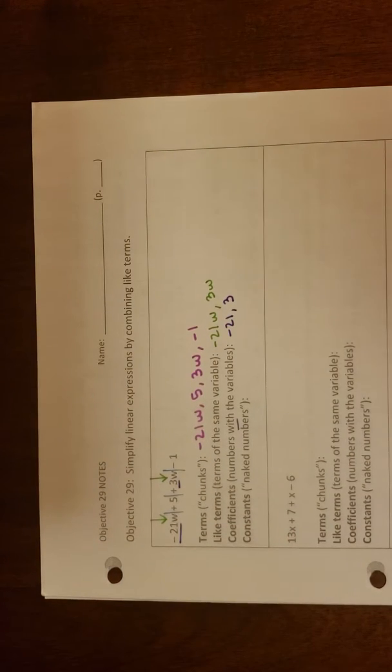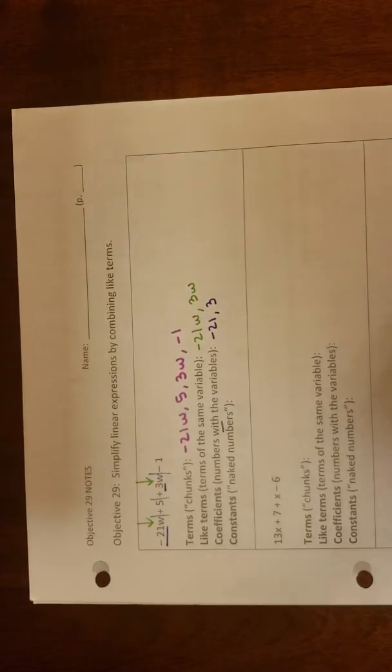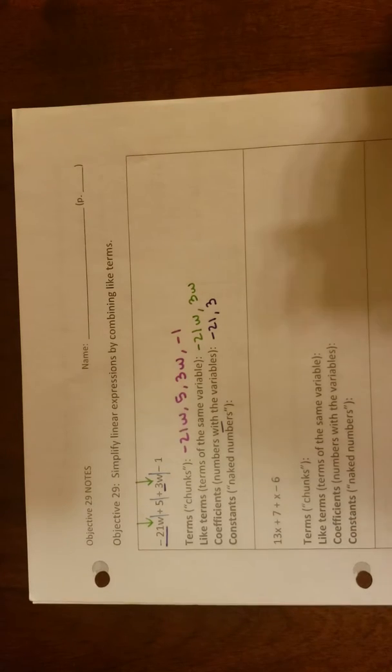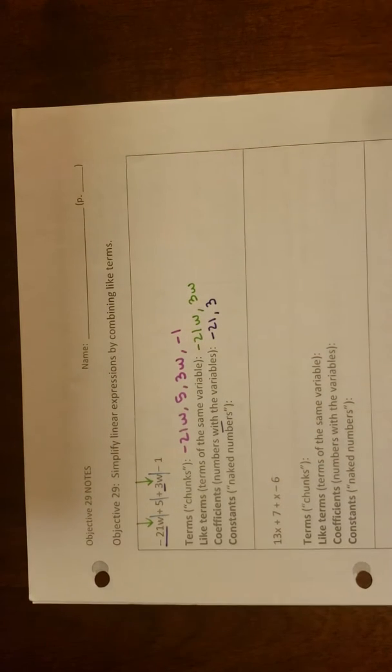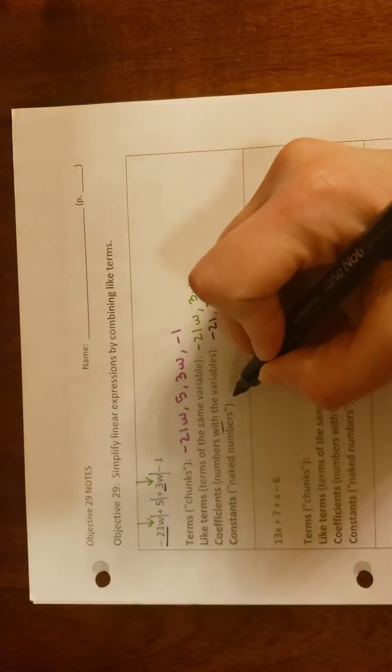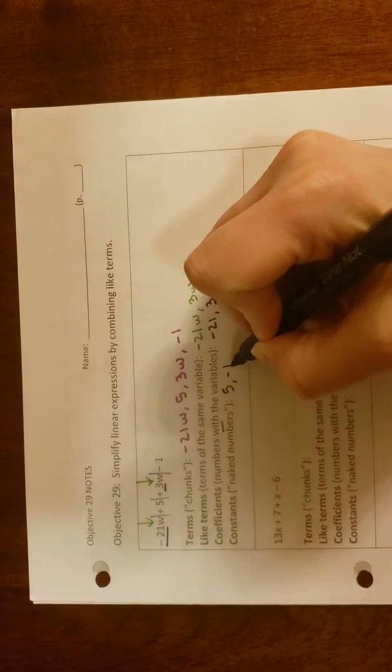And then finally, at the end, we list our constants. The slang for this up to this point has been the naked numbers. I don't know why that's a phrase that just sticks with people. It's silly. But I guess if it works, we're going to keep on going with it. But now we can call it a constant. We call it a constant because it's alone, naked, which is weird. I don't know. So the constants here are 5 and negative 1.